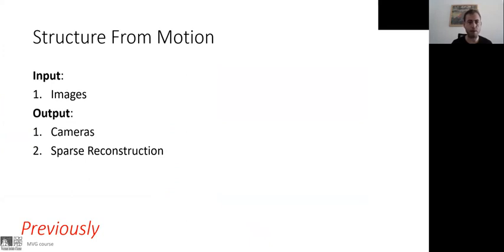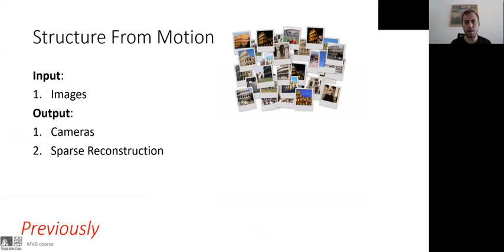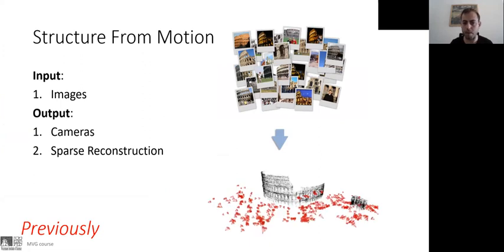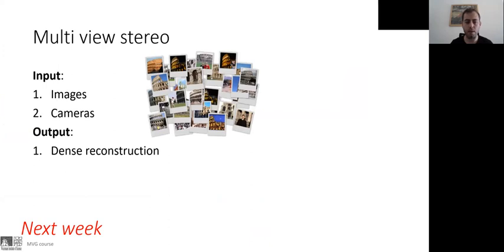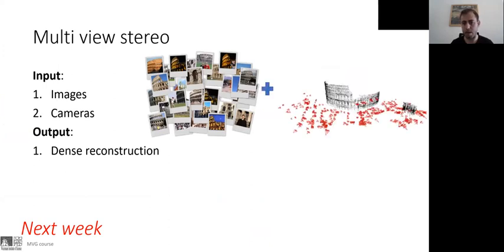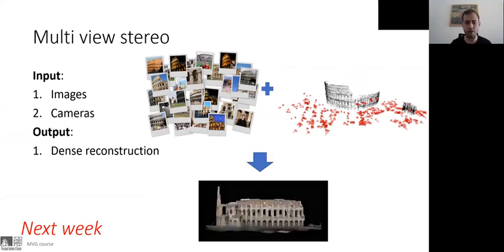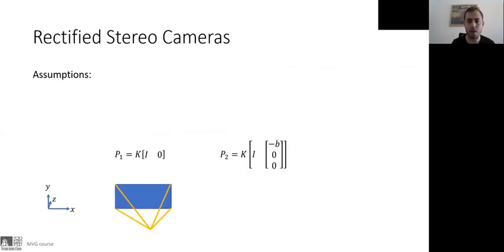For the global context of the course, in the last 2 or 3 lectures, we talked about structure from motion, where we have a set of images where we want to produce cameras and sparse reconstruction. Next week, we will talk about how to get from a set of images, sparse points and cameras, to dense reconstruction. So we'll talk about multi-view stereo next week.